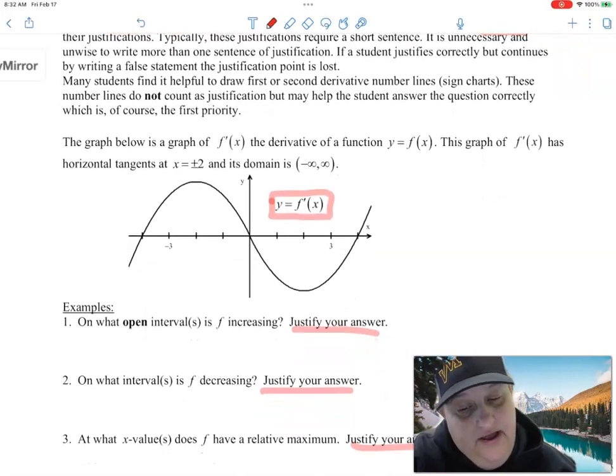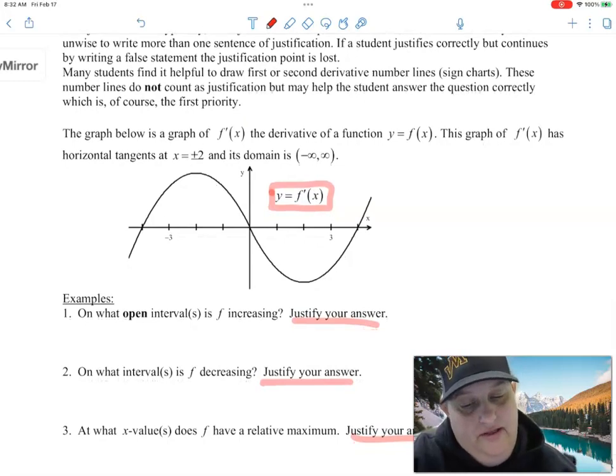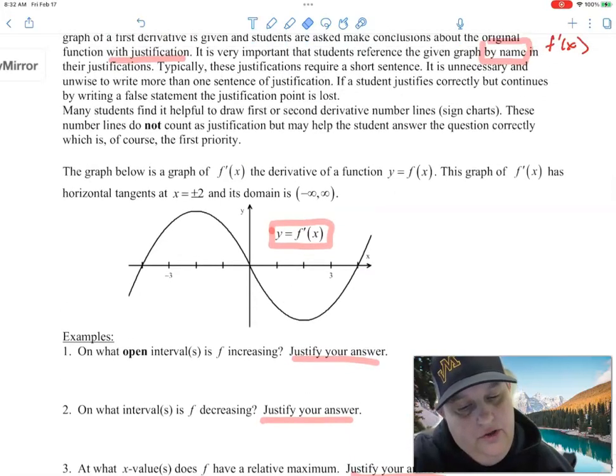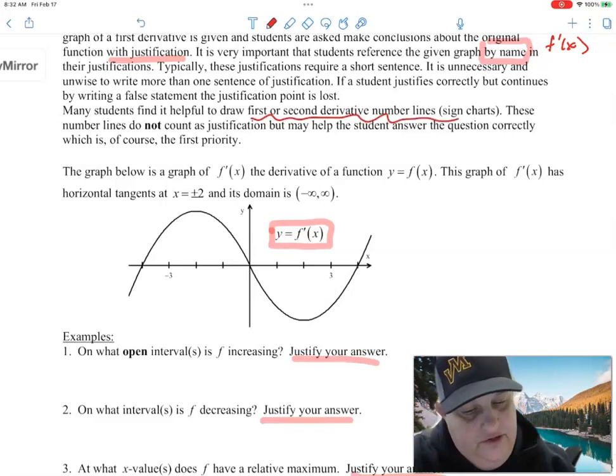Typically, these justifications require a short sentence. It's unnecessary and unwise to write more than one sentence. If you justify correctly, but you continue by writing a false statement, the justification point is lost. This is important. So you usually will get a point for the answer and a point for the justification. It says many students find it helpful to draw first or second derivative number lines, sign charts. We're definitely going to do that, but they don't count as justification. They're just going to help us answer the questions.